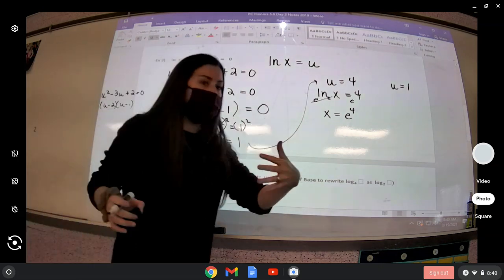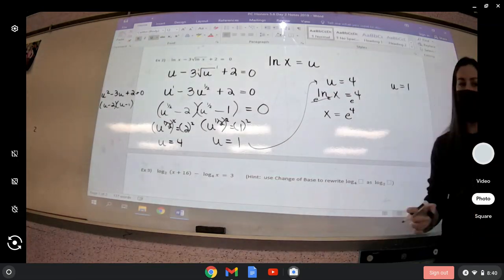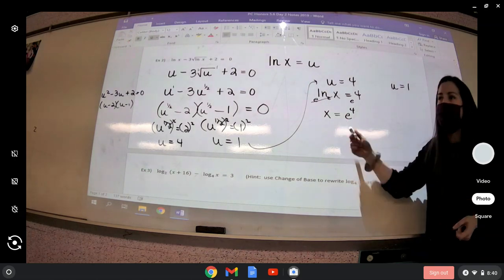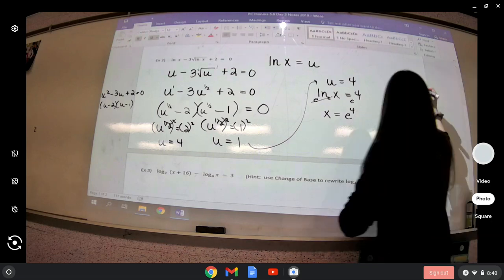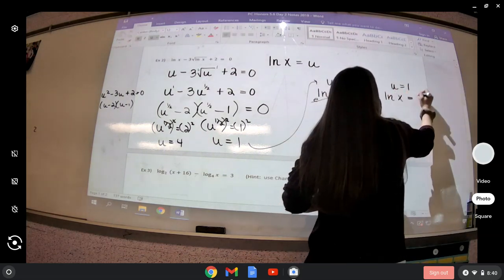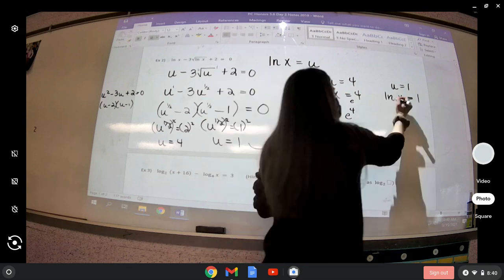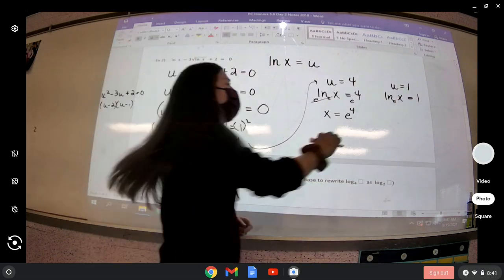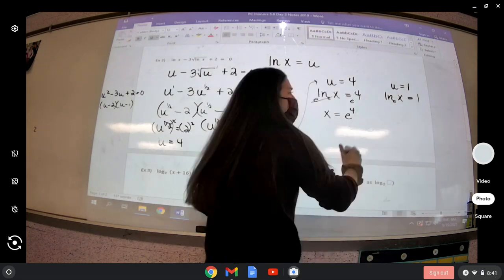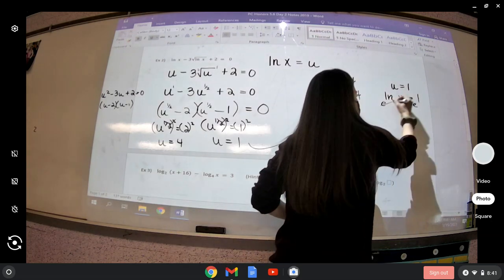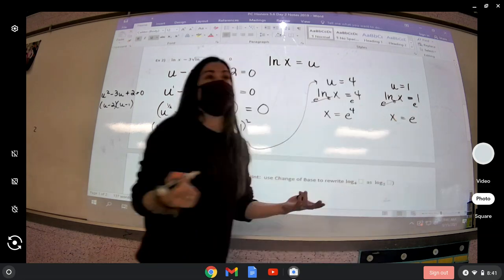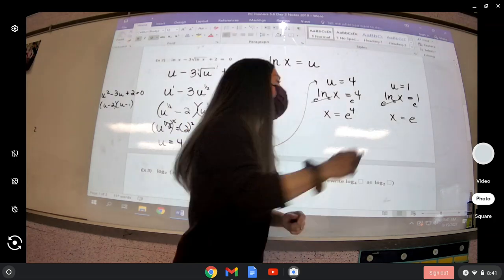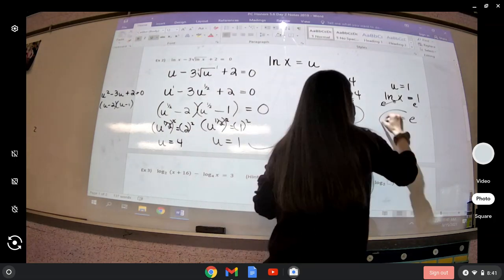Now remember, e is not a variable. E is a number. It's the limit of 1 plus 1 over n to the power of n, which is approximately 2.718. So that's a number, guys. And then u equals 1, we're going to let that be the natural log of x that equals 1. And then whatever you want to do, it's a base e logarithm. Rewrite it in exponential form using your log loop. E to that power equals that answer, or I could raise both sides to a base of e. And x equals e to the first, which is e. So our two exact answers, not rounded, are e to the fourth and e.